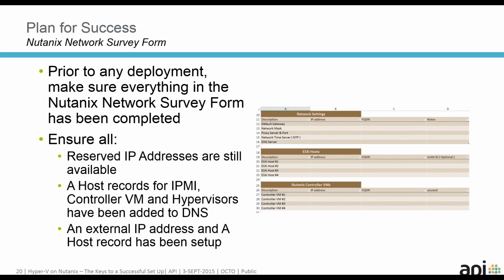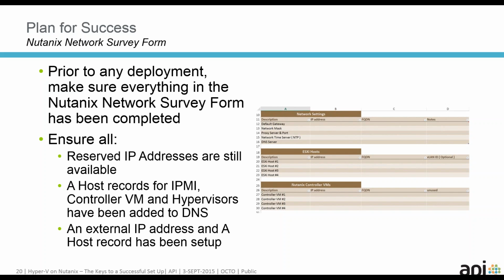This is just me being the architect that I am. Go in there with a plan, right? Make sure everything has been filled out. Make sure, if you're a consultant, that all the DNS entries have been created and the IP addresses are still available prior to doing this. It just works better. Something that is required that is not required for other deployments, like VMware ESXi, is an external IP address and host record for that external IP address. And the reason for that is going to be your Hyper-V cluster failover name.